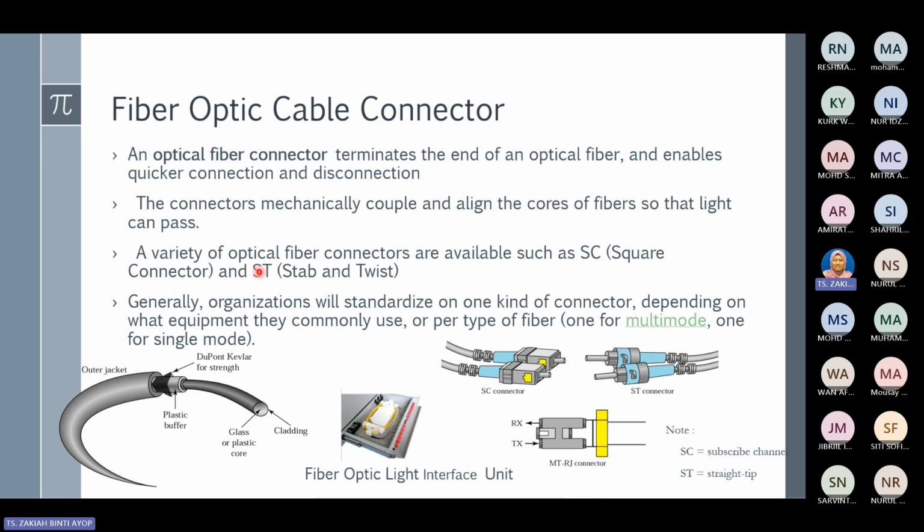So a variety of connectors are available, such as SC, or what we call a square connector, and then ST as step and twist. The step and twist is very similar to the BNC. Generally organizations will standardize on one kind of connector depending on what equipment they commonly use or per type of fiber, such as one for multi-mode and one for single mode.